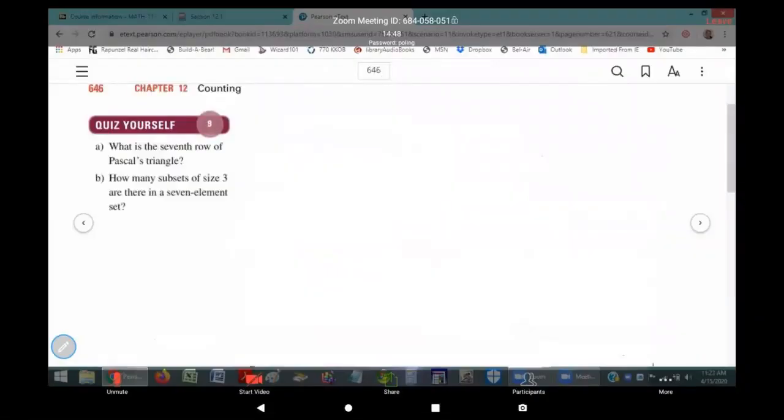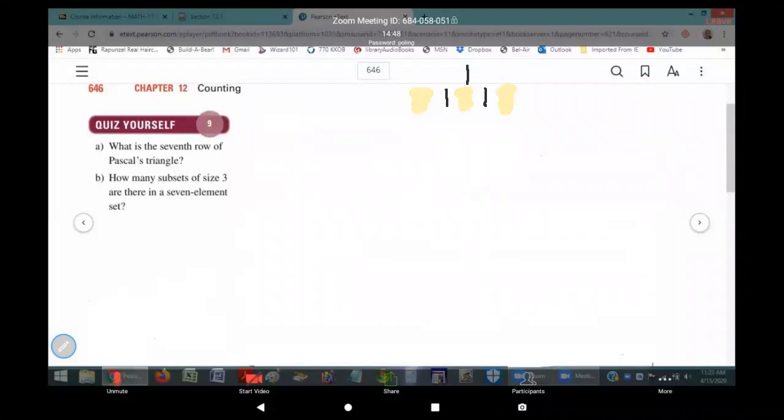What is the 7th row of Pascal's triangle? They're asking us in Quiz Yourself 9. Well, we'll need some rows of the Pascal's triangle. So the way we form a Pascal's triangle is to start with a 1, imagine a space to the left and to the right, and below that, write a 1. Now, I want you to imagine there's a space in between the numbers and to the left and the right of the beginning and end.